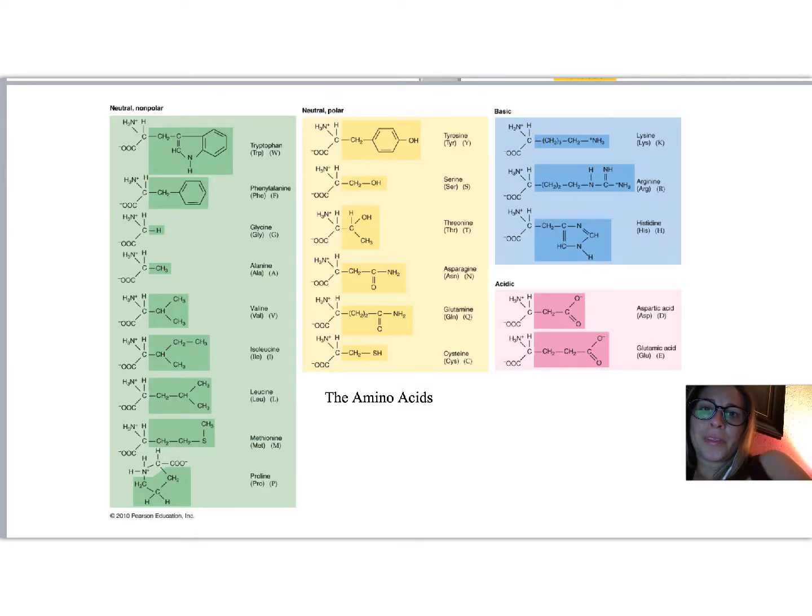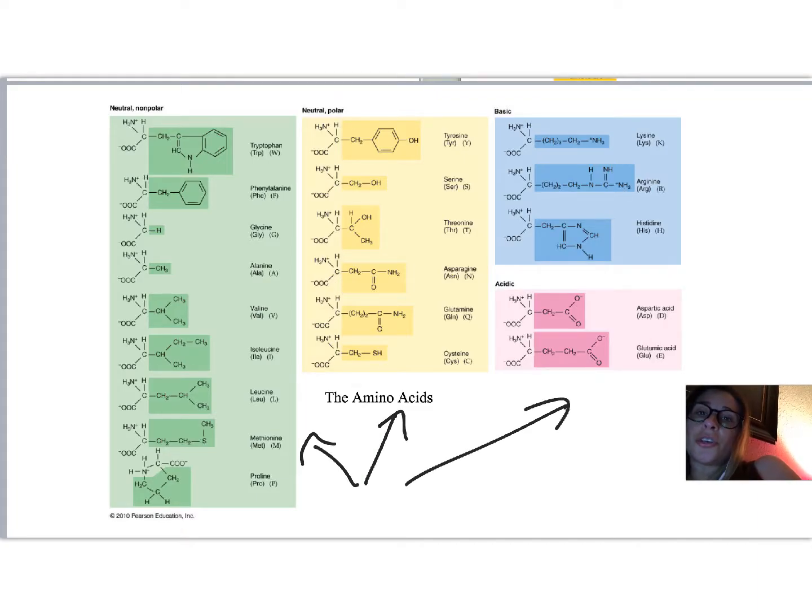Now, why is it so important that they're all in the correct position? And how is it that even one little amino acid can really mess anything up? Well, here's how. Here's some of the structures of the amino acids. This will kind of let you know what you're dealing with.